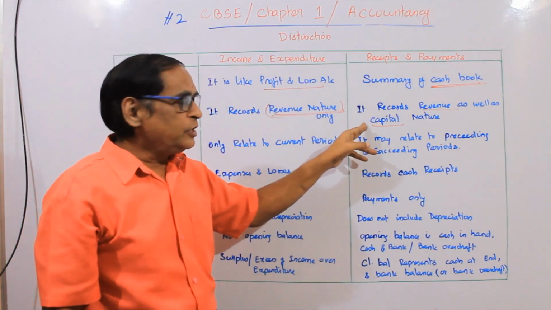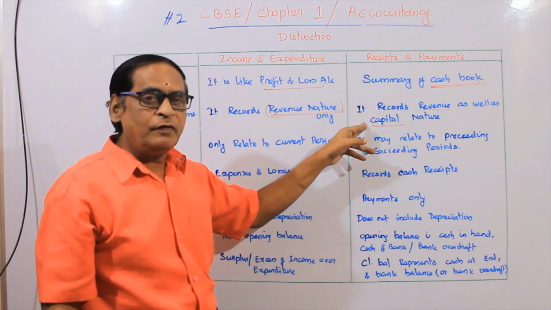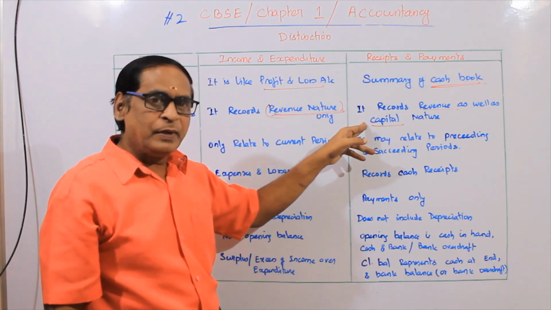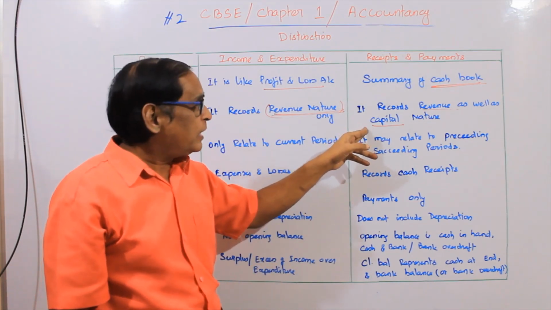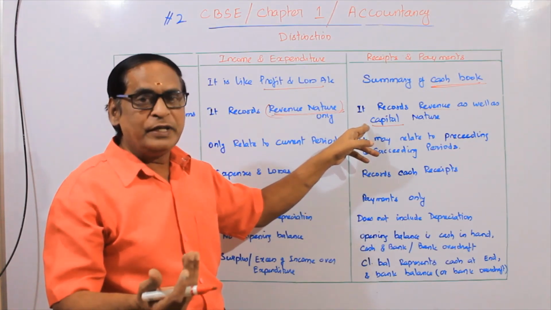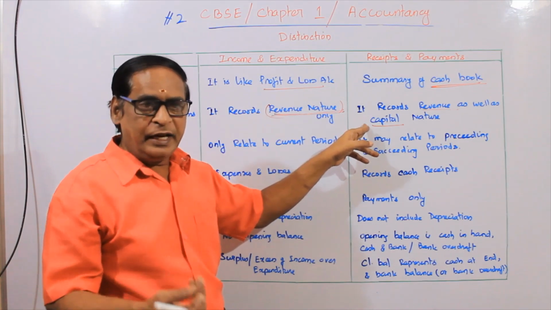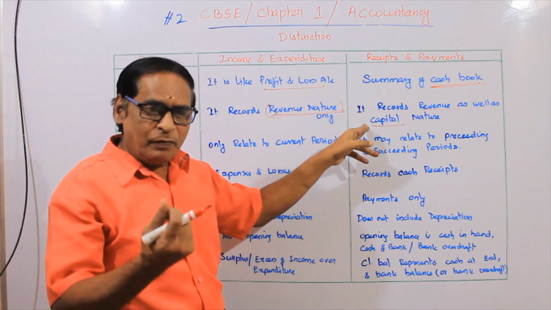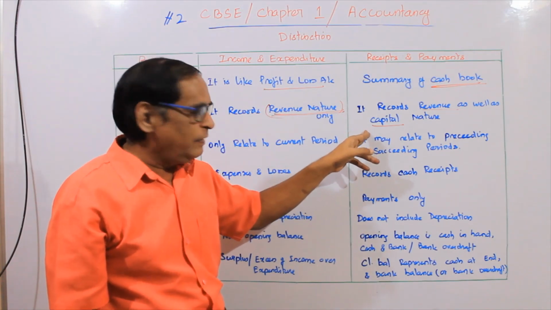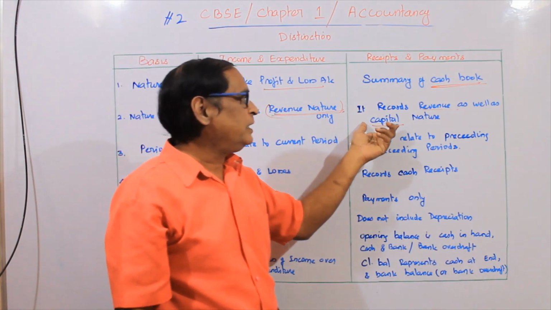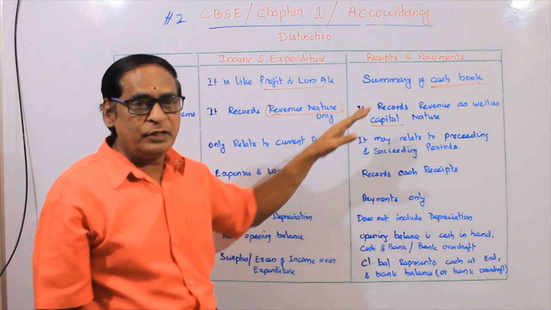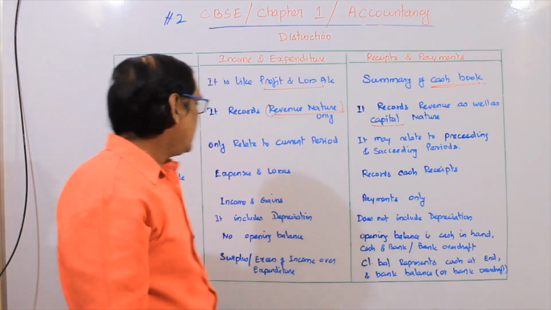Understand? Capital nature means capital payments. What will be the capital payments? Just as I told, purchase of machinery, purchase of land, purchase of building. And then what will be the capital receipts? Sale of machinery, and then subsidy, government grants, like that. So whatever receipt we are receiving in terms of cash, irrespective of whether it is revenue nature or capital nature, all must be entered in the receipts and payments account.